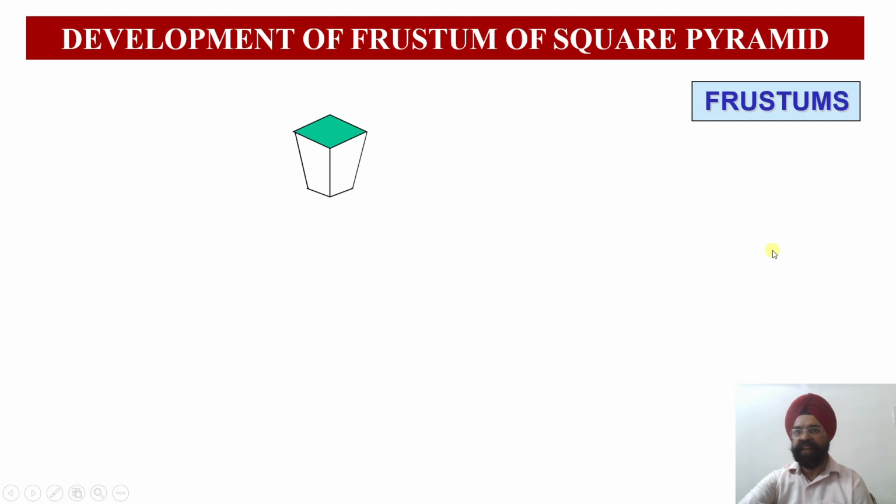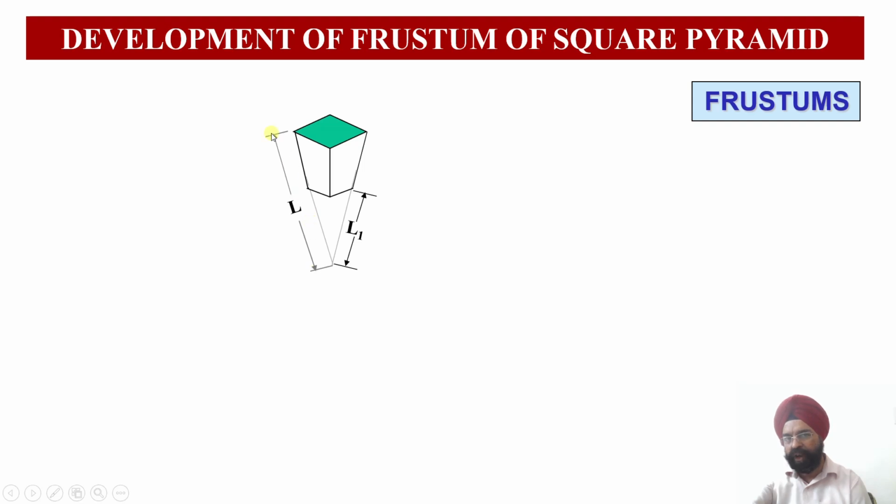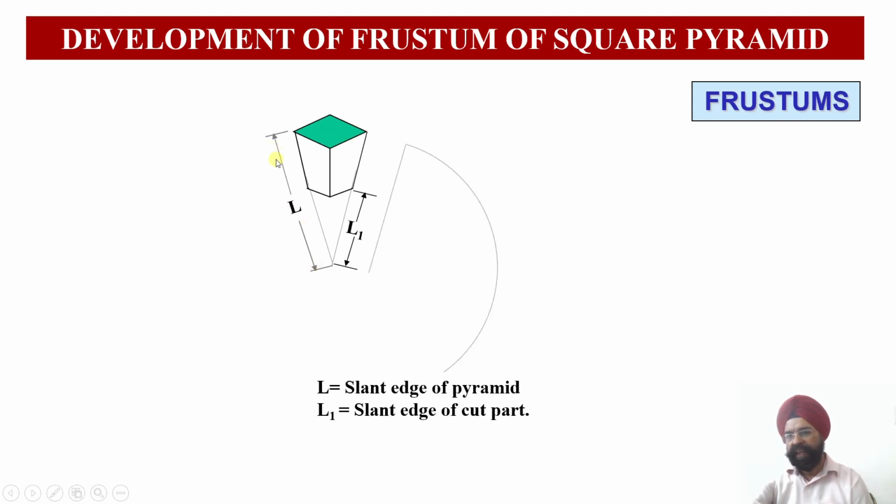Then here is the frustum of the square pyramid. So in case of a pyramid, you see this is the true length of the slant edge, and this is the edge of the base. So this is the true length of the edge of the base. This is the true length of the slant edge. And now you see, we are going to take this as the radius.